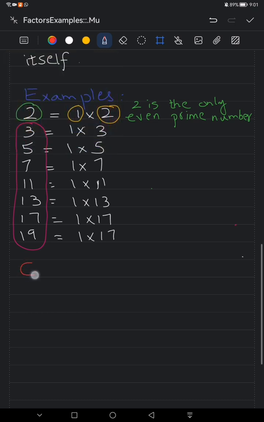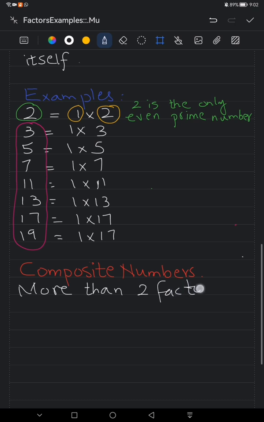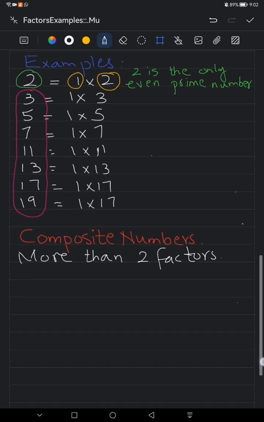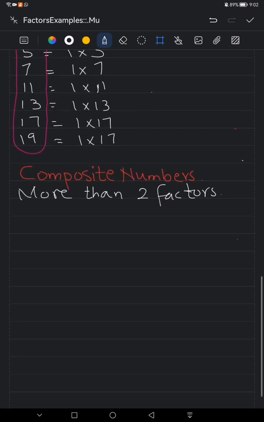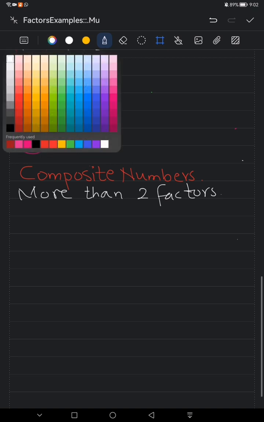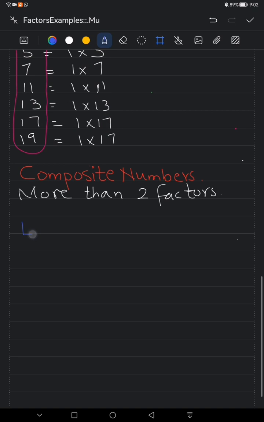Okay, now composite numbers. What are composite numbers? Composite numbers have more than two factors. Prime numbers had only two factors, 1 and the number itself. But composite numbers have more than two factors. It can have 3 factors, 4 factors, 5 factors, or more than that. So that is why it is called composite.